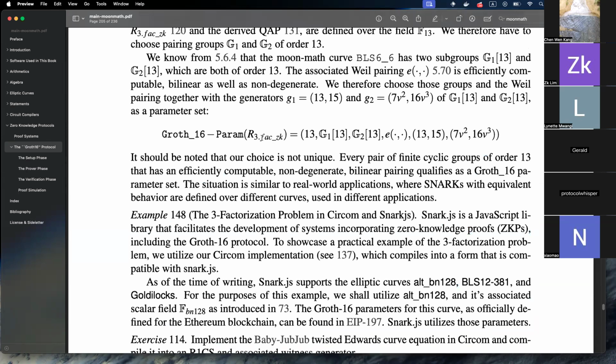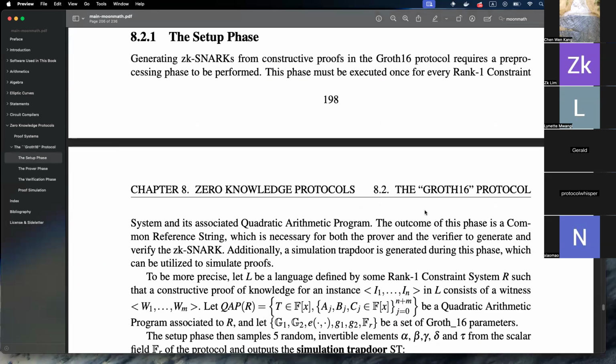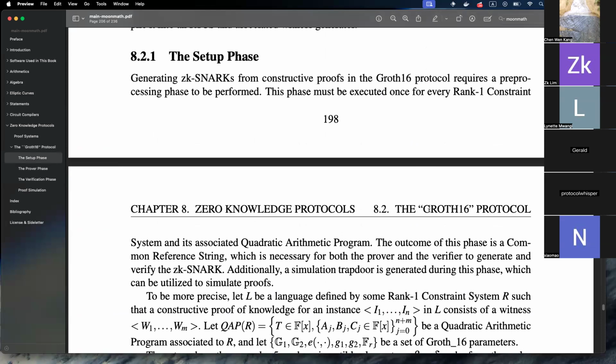There's an example here for the R1CS factorization problem, where essentially they provide the variables. Order of 13, G1 13, G2 13, e, the pairing itself. This is the generator for G1 13, this is the generator for G2 13. Yeah, that's essentially it. Okay, so the setup phase.